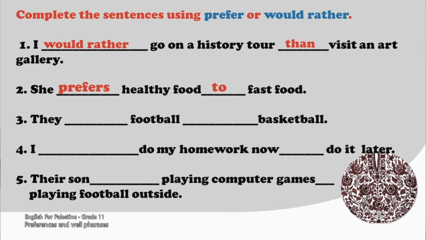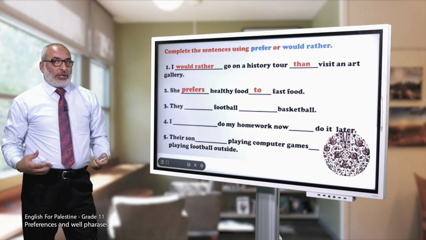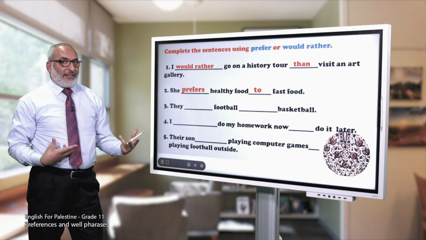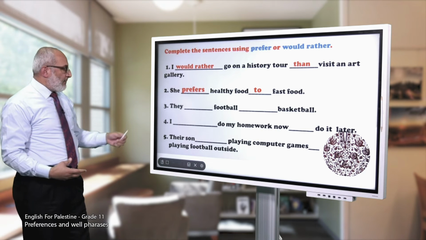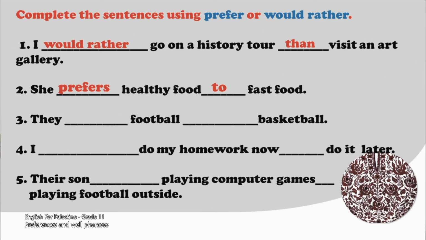Number three, the same. What do we have here? We have football. Football is a noun. Basketball is a noun. What do we use here? Prefer or would rather? Yes, bravo. We use prefer. So three, they prefer football to basketball.